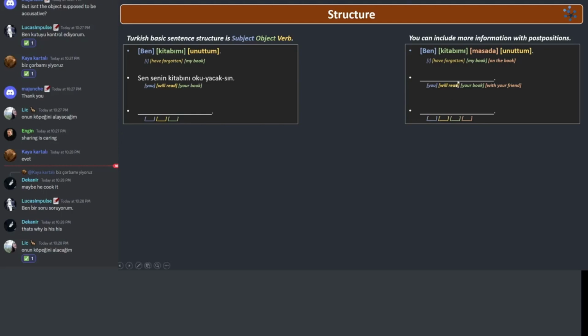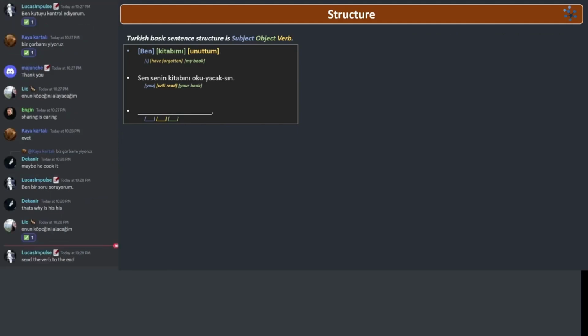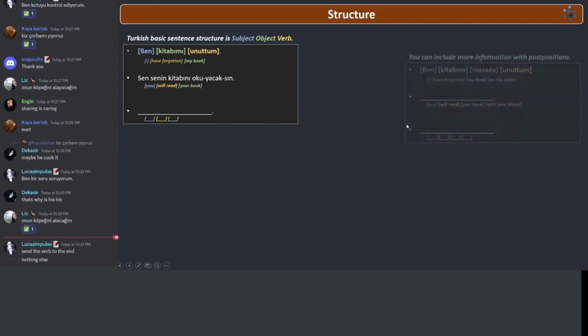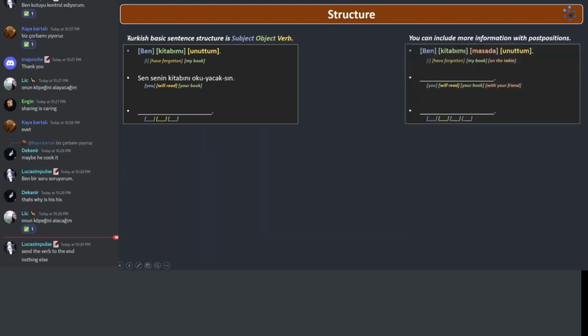In this sentence, wait, I have forgotten my book. On my book, on the book, I mean on the table. On the table. So, as you can see, the order is not again the same. Ben kitabımı, wait, I want to draw lines to show the connection. Like ben kitabımı masada unuttum.